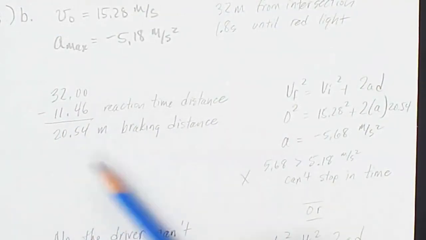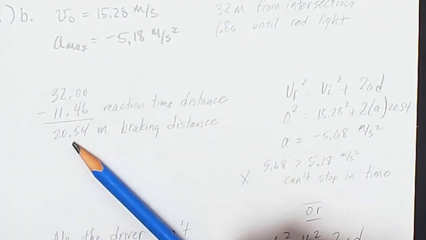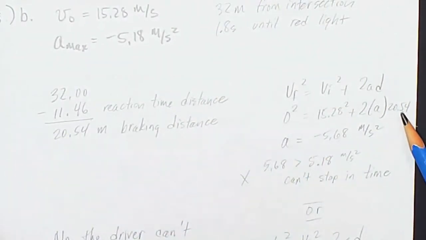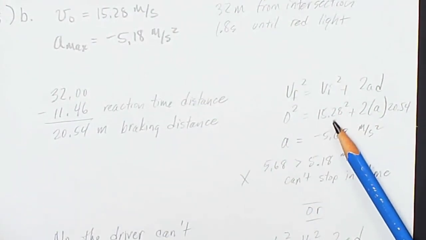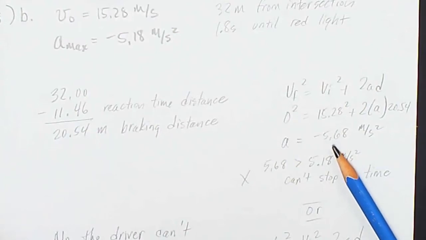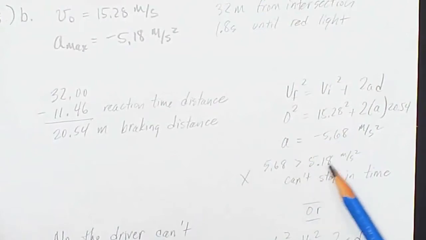So I'm going to use the same method as before. I'm going to first choose the distance to the intersection, 20.54, and figure out what acceleration I need to stop in this distance when I'm initially moving at this speed. And the answer I come up with shows me a value for acceleration which is larger in magnitude than the maximum that my car can supply.